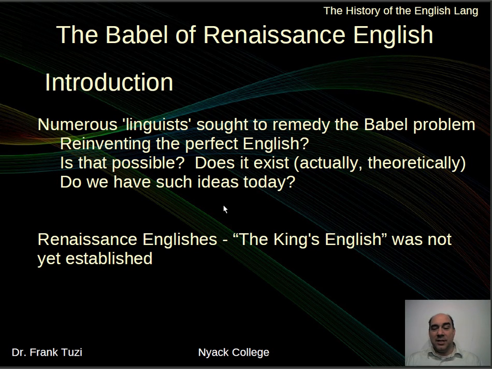There were a number of linguists who were trying to fix this problem of the Babel of English. And what they meant by that was that there were all these different kinds of English going on in England and other parts of the globe as English expanded, and they didn't like it. They didn't like the fact that on the island there were actually certain groups of English speakers who couldn't communicate with others. So it was a problem that they wanted to remedy. They wanted to try to make everybody speak the same language.